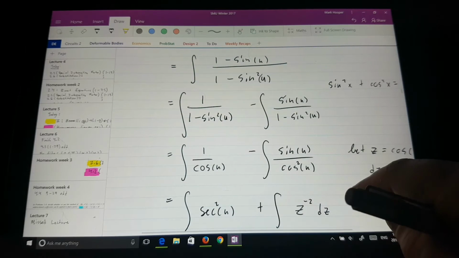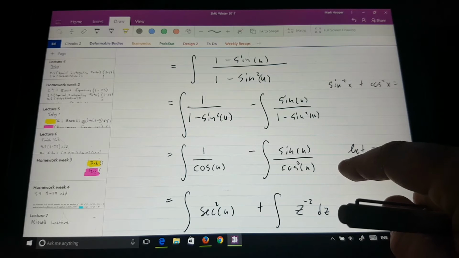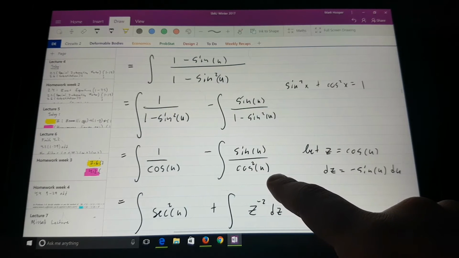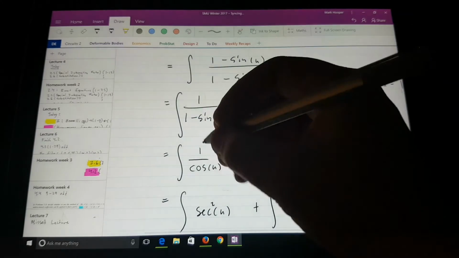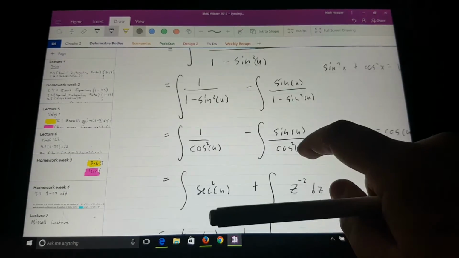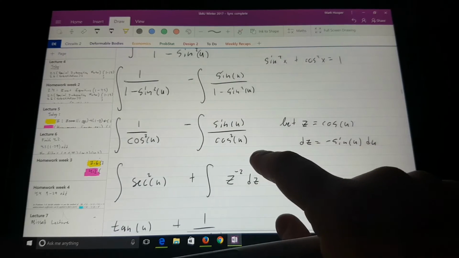Why did I say it was secant squared? What? Oh, because I didn't have a, yeah. Okay, there we go. Dum dum. All right, so there we go.